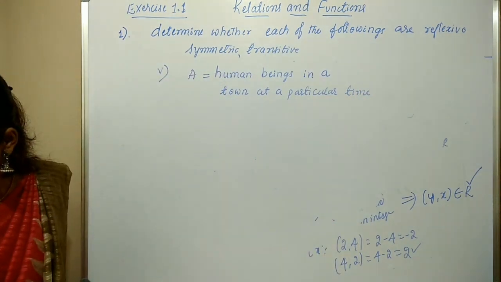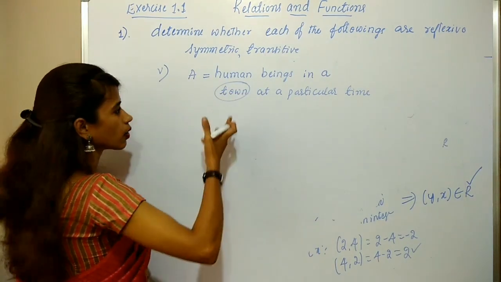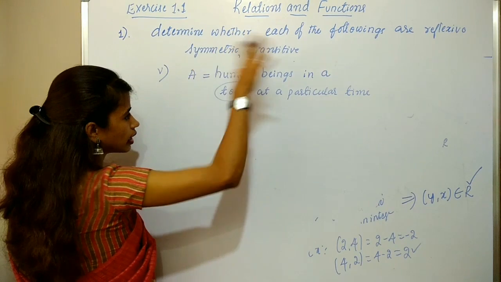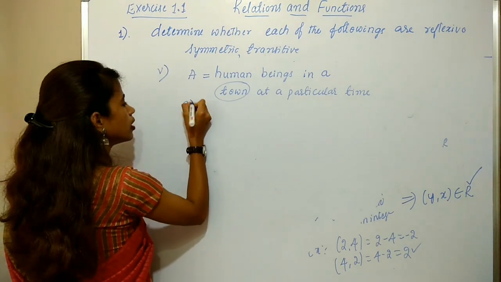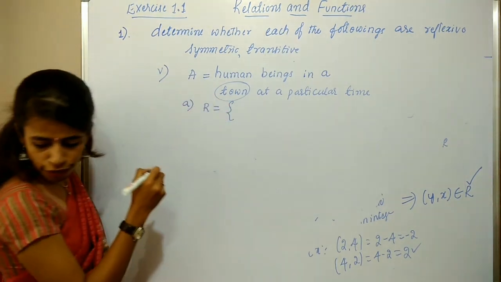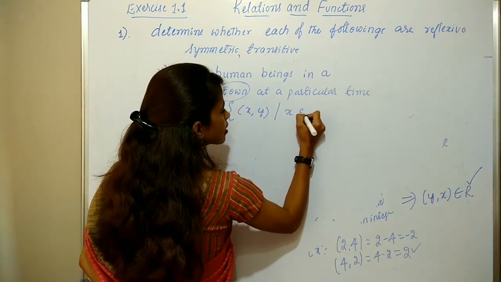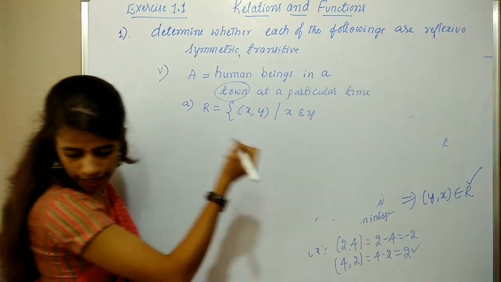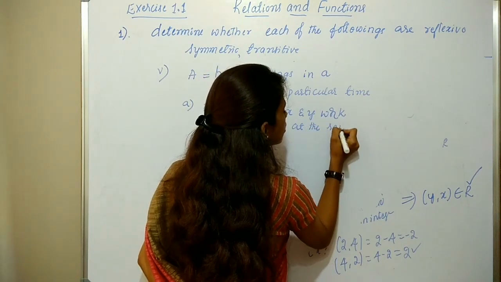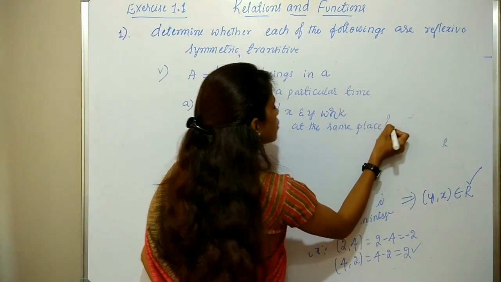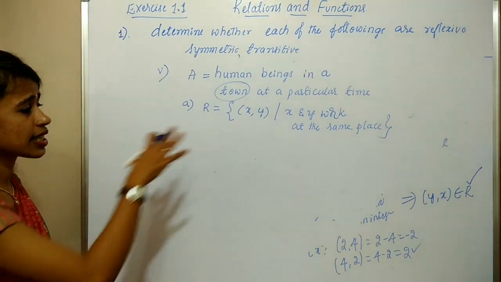Okay. So, here town at a particular time given by town means you can take Bangalore, Hassan. So, set A is the set of all human beings in that town at a particular time. What is the relation? Here, the relation R is equal to the set of all x comma y such that x and y work at the same place. So, that is the question.